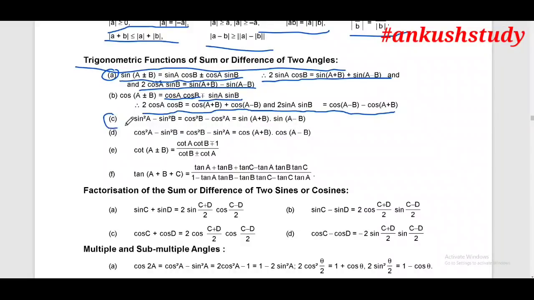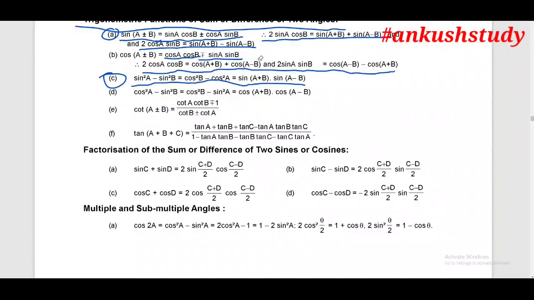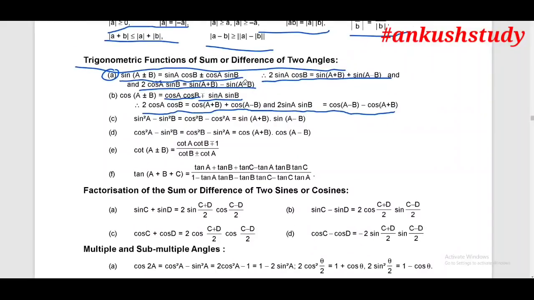Okay, and now the C1: sin square A minus sin square B is equal to cos square B minus cos square A, which is equal to sin(A plus B) into sin(A minus B). Okay, so please remember all these trigonometric functions, which are useful in all the sums. So be prepared with it also.